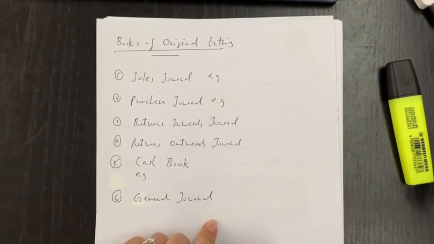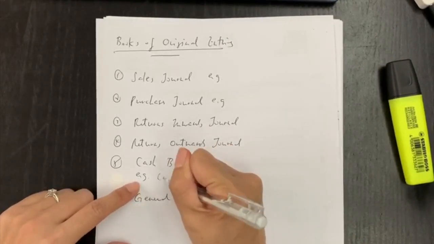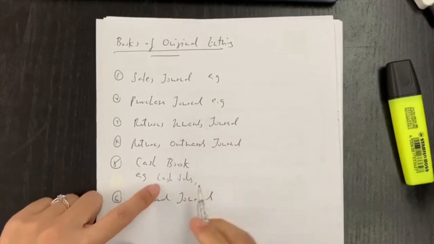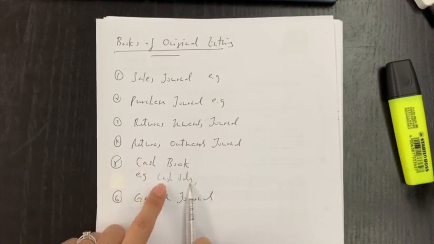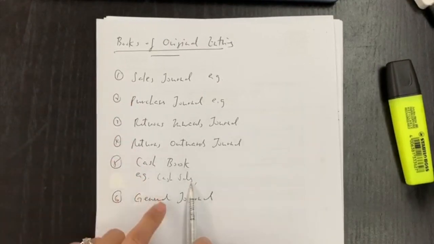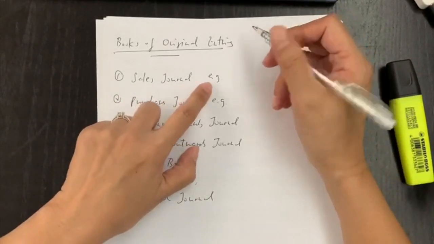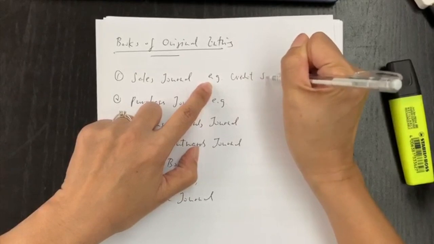For example, we make sales to customers and we call that sales. But sometimes we receive money right away after sales, and sometimes we receive money later. What about cash sales? Cash sales go to the cash book, meaning money received is recorded in the cash book. And if we don't have money received, then we don't put it in the cash book; we put credit sales, meaning money not yet received, in the sales journal.